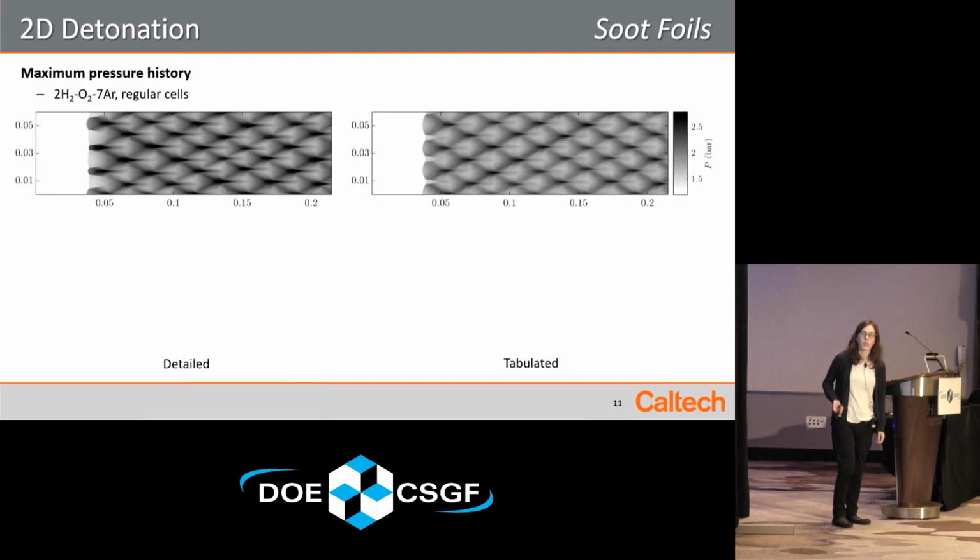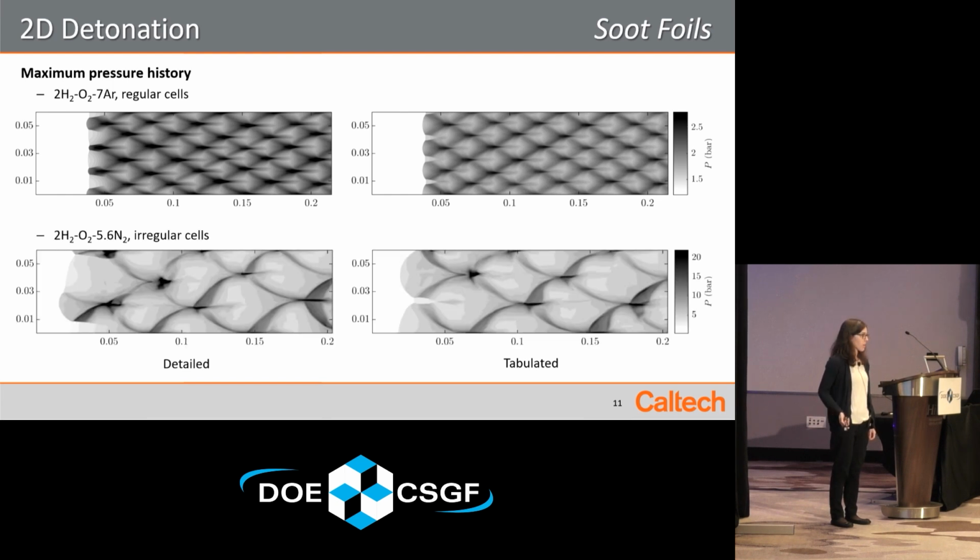And we can also look at what are called soot foils. This is the numerical version of an experimental technique that's used to track where those shock collisions along the front move over time. So they kind of etch out these diamond-shaped patterns that you see. And that shows you the time history of what the detonation wave is doing. I'm showing the detailed chemistry simulation results on the left, tabulated on the right. And we see that we're able to produce very similar looking structures between the two.